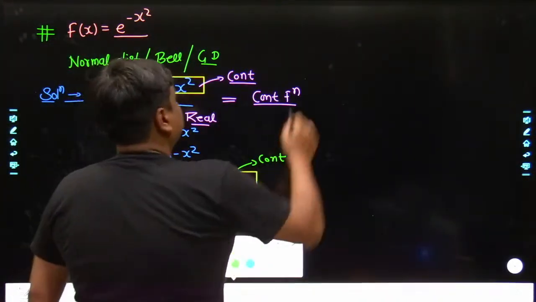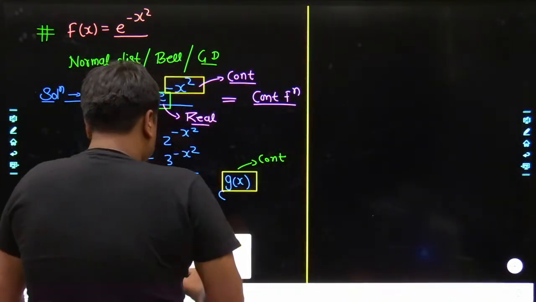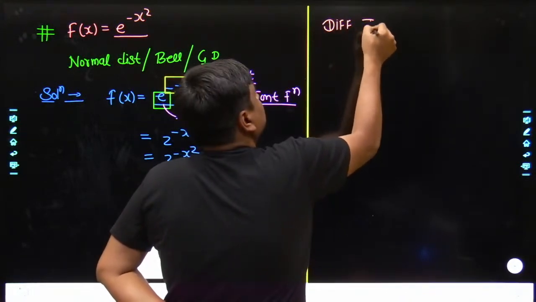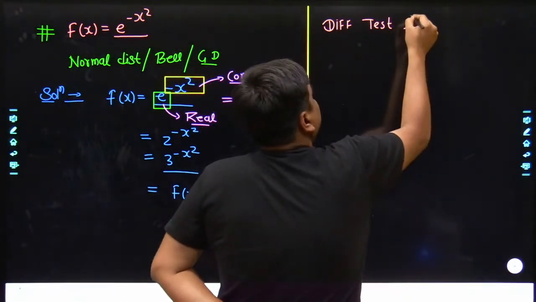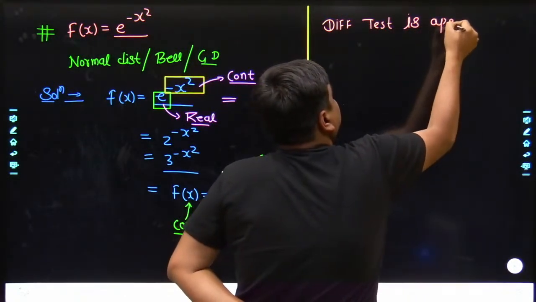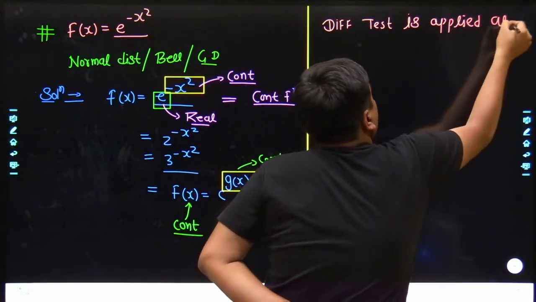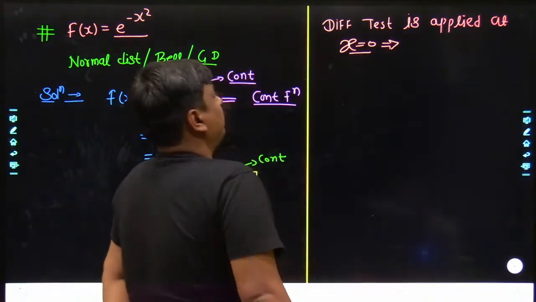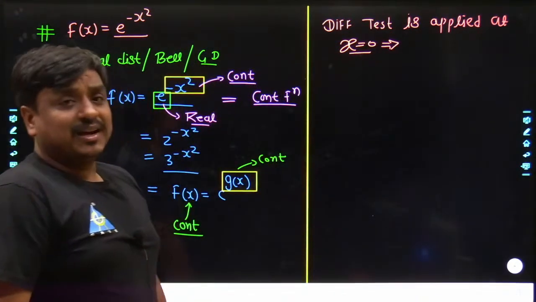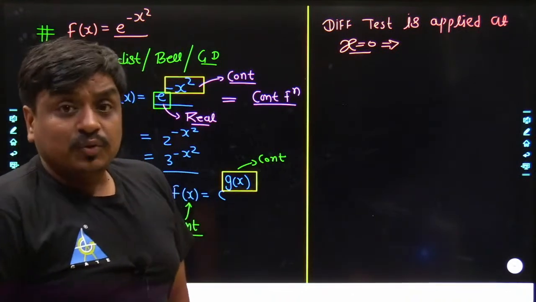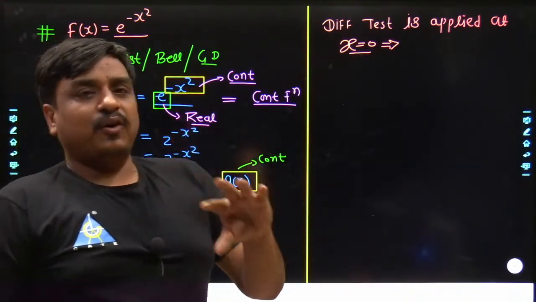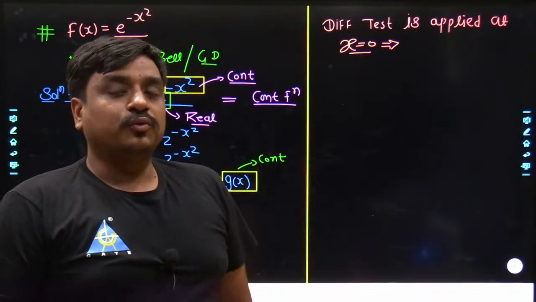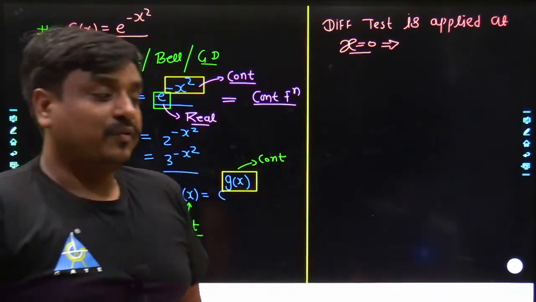So let me bifurcate this digital board into 2 parts. The differentiability test is applied over the given univariate function at x equals 0. There are different methods through which I could apply the differentiability test at x equals 0. Either I could use the classical method where I use f of c plus h minus f of c divided by h, where h tends to 0, and so on. But that classical method takes a huge amount of effort and time.